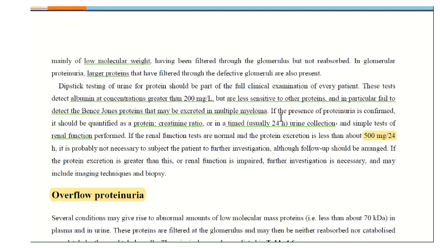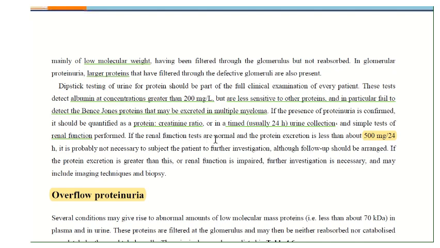If the presence of proteinuria is confirmed, it should be quantified as protein to creatinine ratio, or in a timed, usually 24-hour urine collection, and simple tests for renal function performed.